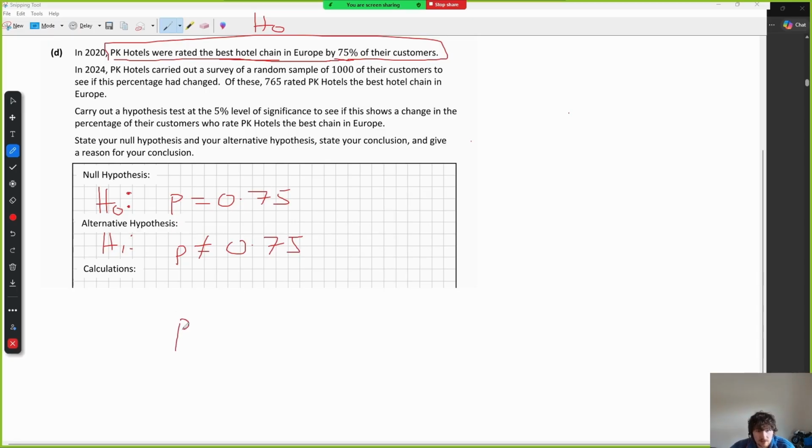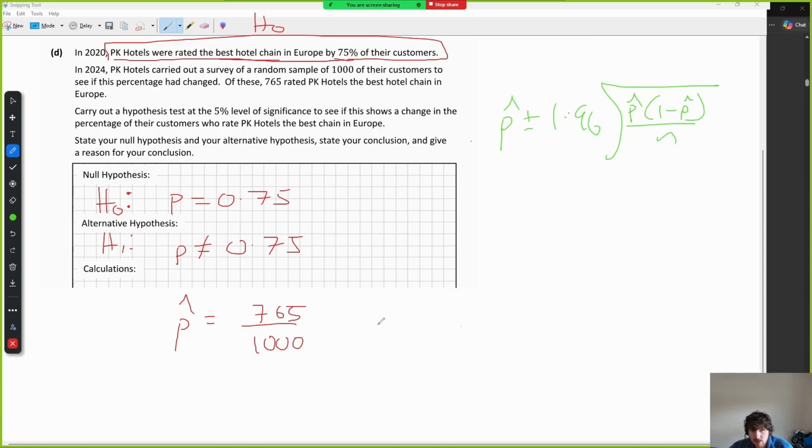So we get a p hat in this question. The p hat is 756 over 1,000. Okay. And then the way we do these hypothesis tests is we construct the confidence interval and see if the 75% is within it. Okay. So let's do this. So we go p hat, we'll use this format, p hat plus or minus 1.96 square root p hat 1 minus p hat over n. N will be 1,000. This will be our p hat. And then we'll get a confidence interval with our p in the middle like this.